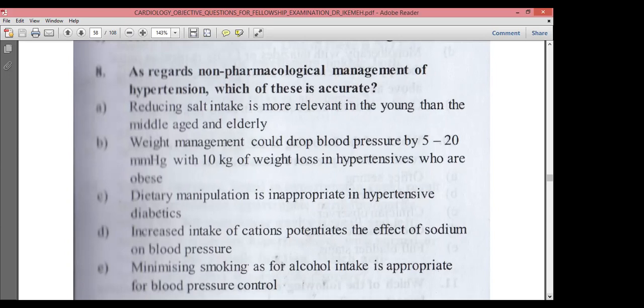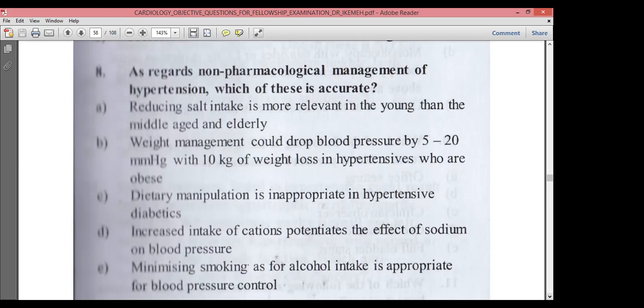The other question, the increased intake of cations potentiates the effects of sodium. That is not correct at all. For instance, taking a cation like potassium actually has a lowering effect on blood pressure. Its effect on blood pressure is opposite that of sodium. So increased intake of cations does not potentiate the effect of sodium on the blood pressure.